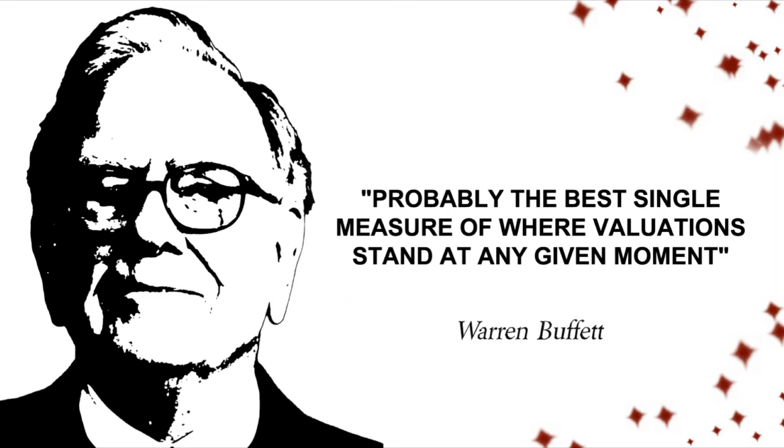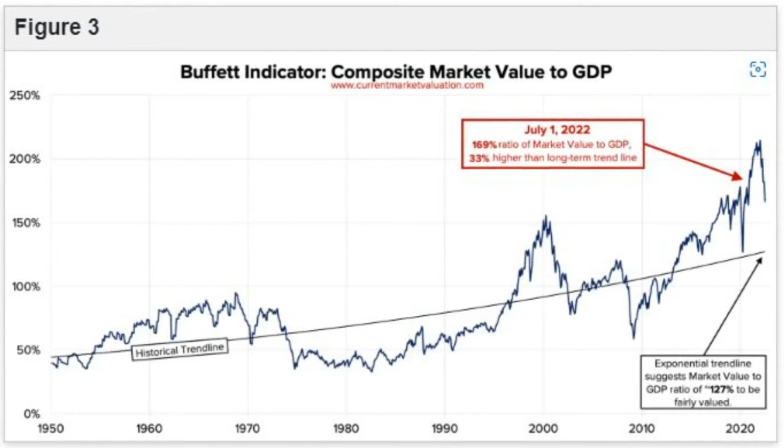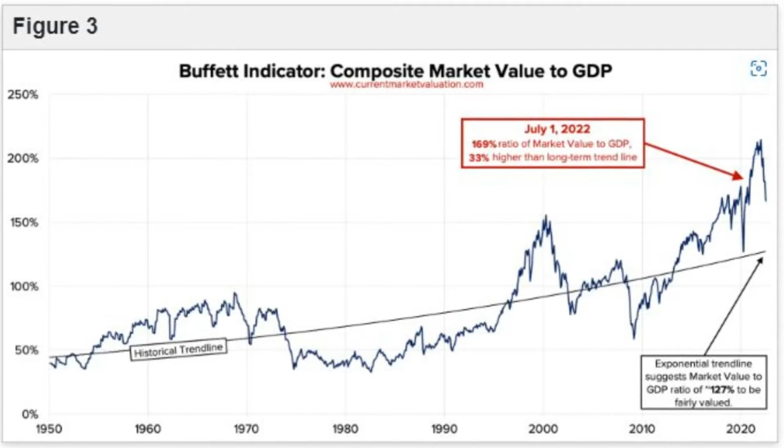If we take a look at the website currentmarketvaluation.com, it states that the Buffett Indicator is the ratio of the total United States stock market valuation to GDP. Another way to say this is the total value of US stocks divided by the size of the US economy. For this, he uses the Wilshire 5000 index. If we scroll down on the page, we can see both a figure and the current values and analysis.